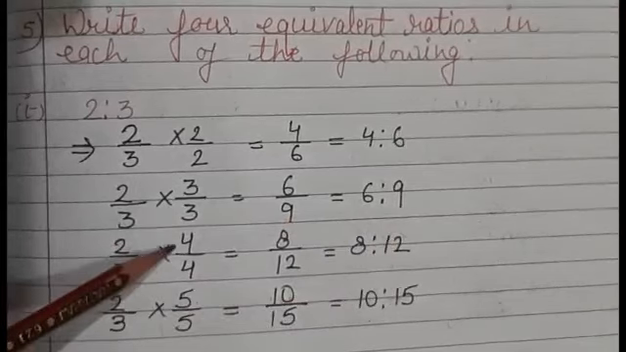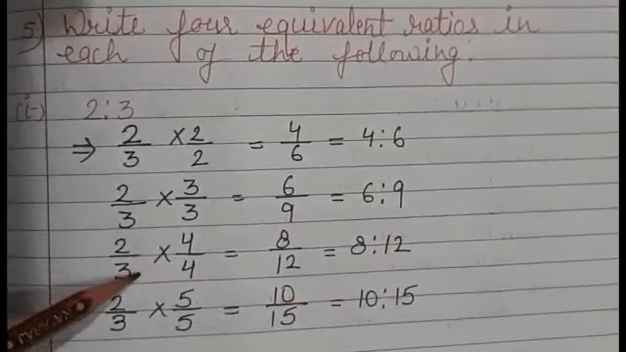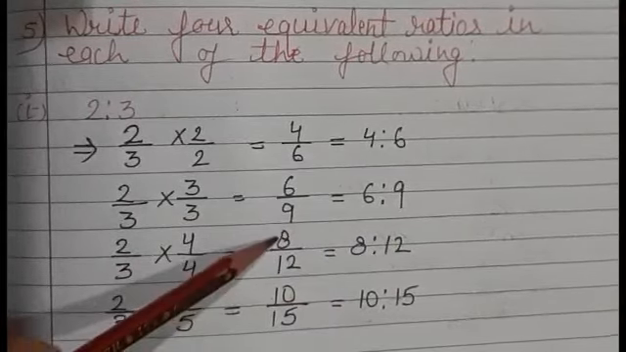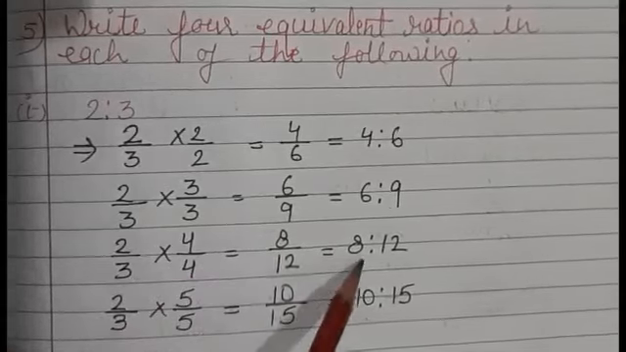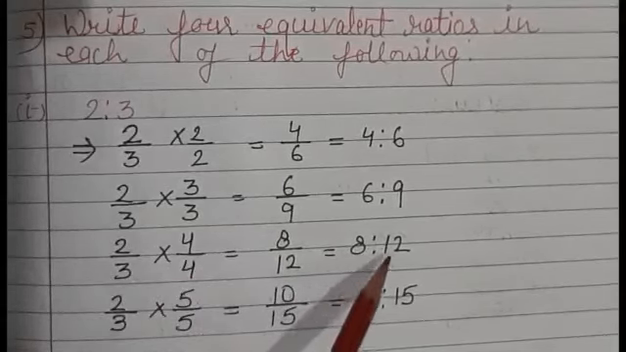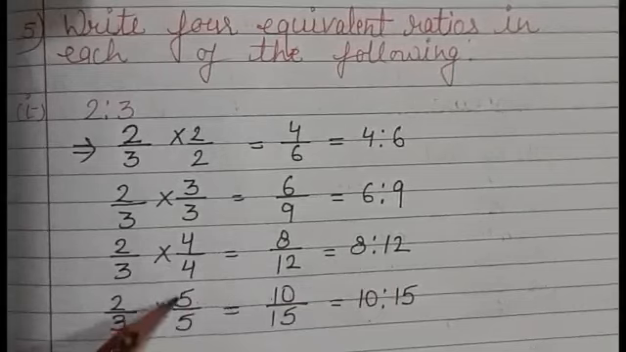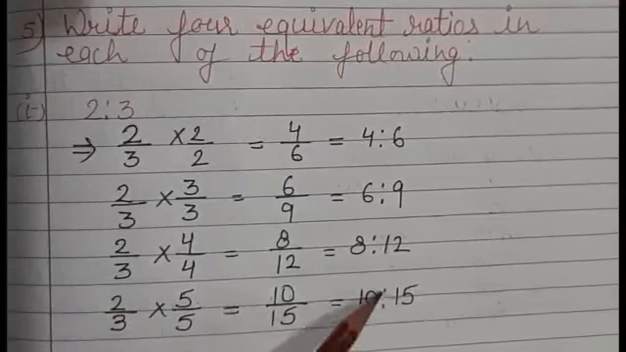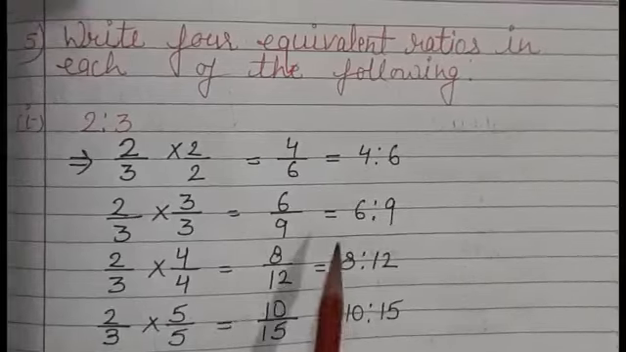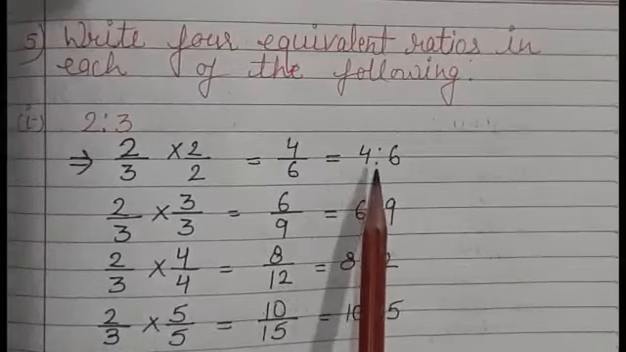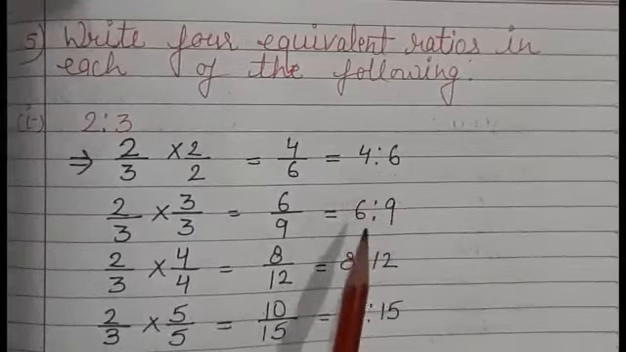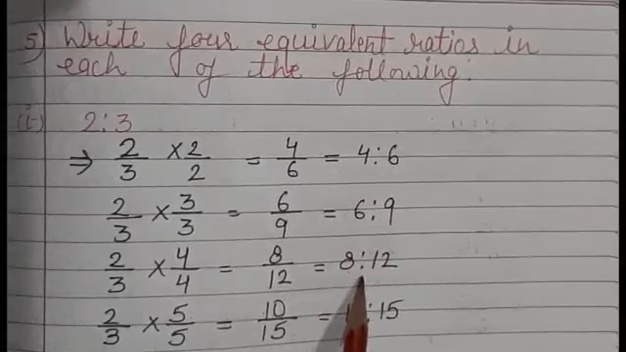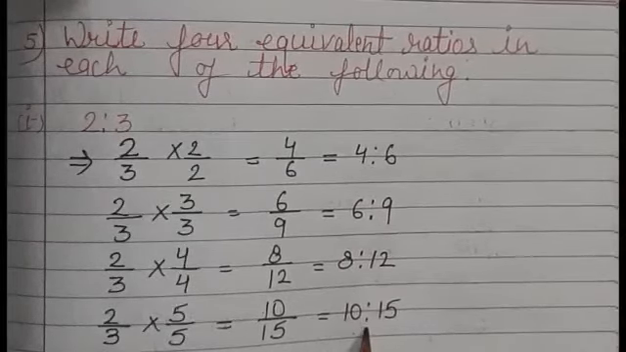When we will multiply 4 with its numerator and denominator, fraction becomes 8 by 12 and ratio will be 8 is to 12. Similarly, when we will multiply with 5, numerator and denominator, 10 by 15 will come. That means 10 is to 15. So 4 equivalent ratios are 4 is to 6, 6 is to 9, 8 is to 12 and 10 is to 15.